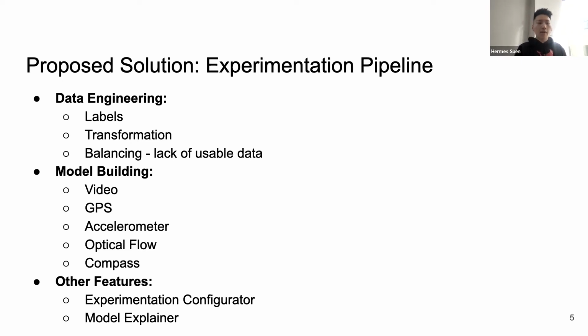We also will have a model building section in the experimentation pipeline, which will take all of these features and inputs, so video, GPS, accelerometer, optical flow, and compass data, and we'll be leveraging both multimodal and unimodal models to build a more fine-grained egocentric prediction module, hopefully by the end of the semester. And then we also have a model explainer and model replayer at the end of our whole pipeline.